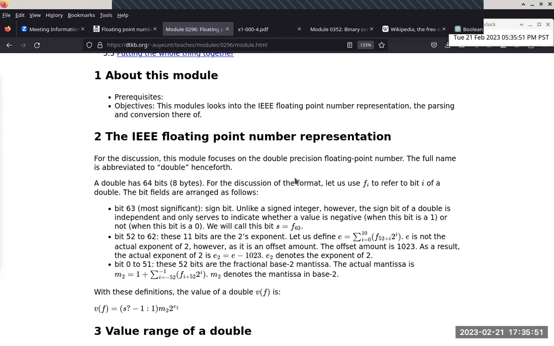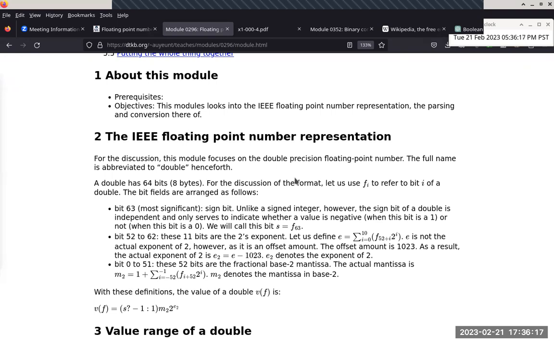Unlike a signed integer, however, the sign bit of a double is independent and only serves to indicate whether the value is negative or not. When this bit is a 1, it is negative. When this bit is a 0, the value being represented is non-negative. So instead of referring to this as f underscore 63, I'm just going to call this an S bit, sign bit.